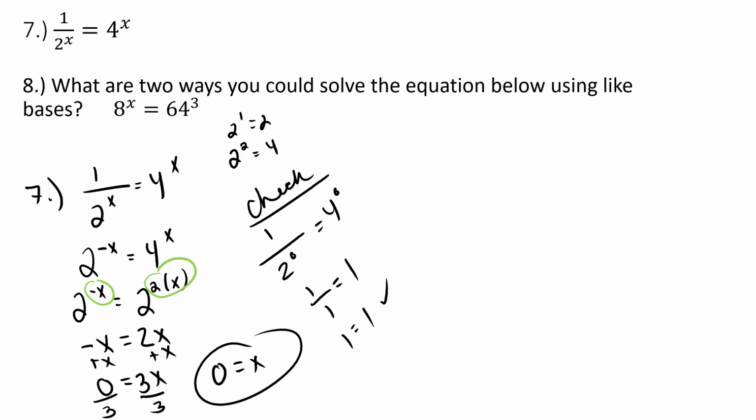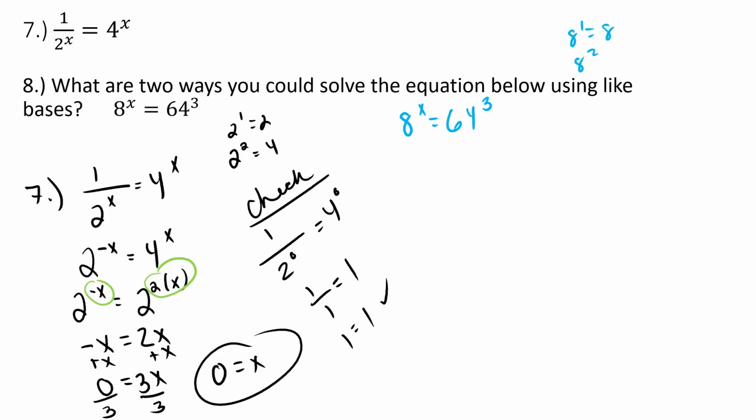Next one is this. What are 2 ways that you could solve the equation below using like bases? So there's actually, no, I guess there's just the 2 ways to do this. I think I'm thinking of if I had a 4 there. Yeah, if I had a 4 there, instead of an 8, we would have more flexibility. But one way you could do this one is by changing the 64 over to 8 squared.